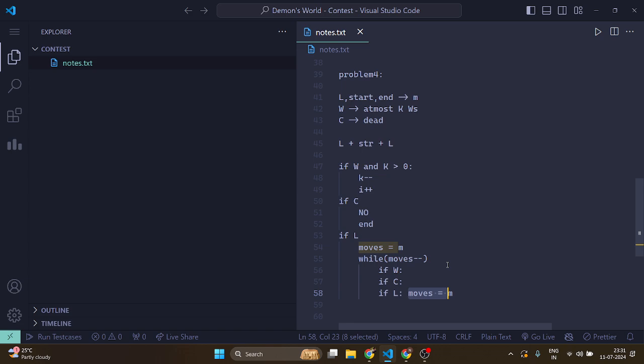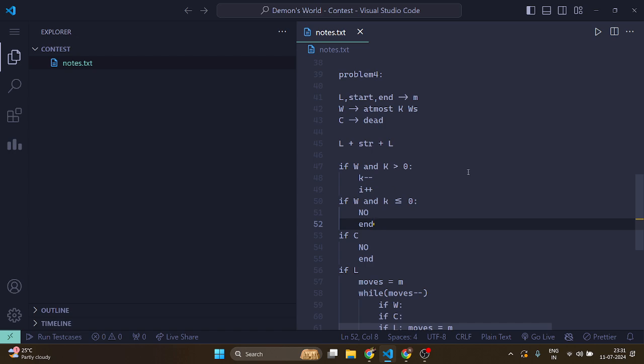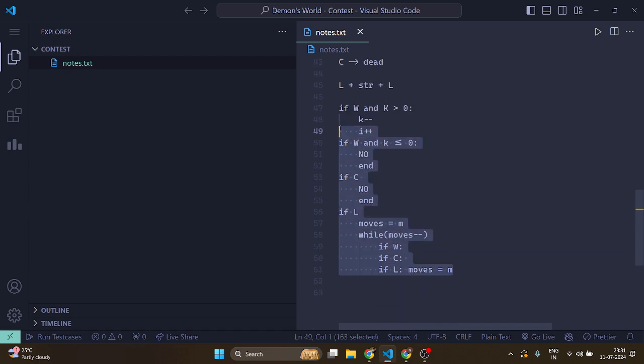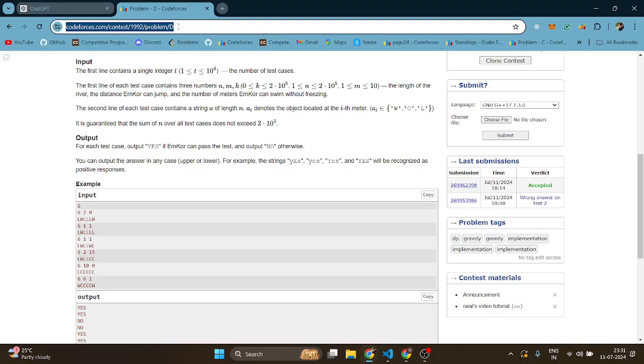Okay, that's it. And one more case here. If you are on water and k is less than or equal to 0, you have to print no and end. So this was the only simple logic present for this question, which I came up with during the contest. Again, if you have any better logic, do comment it out.